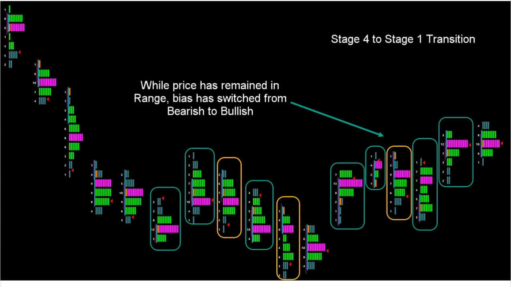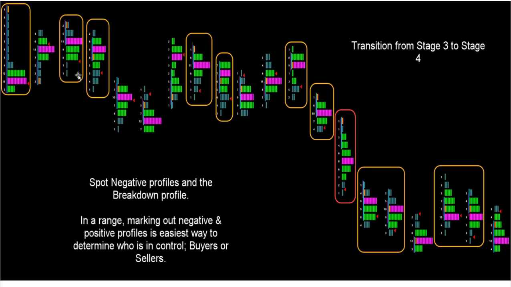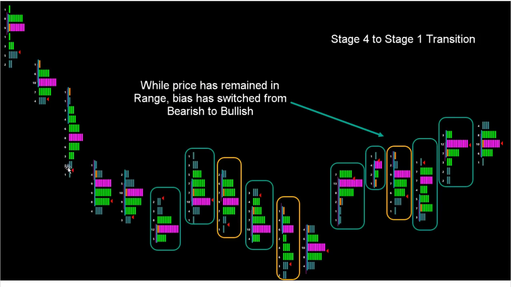So look what has happened. As we have transitioned down from stage 3 to stage 4, now we have transitioned from stage 4 into stage 1. Here the price is again in a range, if you see, but the bias has clearly shifted to the upside. Now we have 1, 2, 3, 4, 5, 6, 7 profiles that are positive, whereas just 1, 2, 3 profiles that are negative and 2 neutral. So the bias has turned bullish.